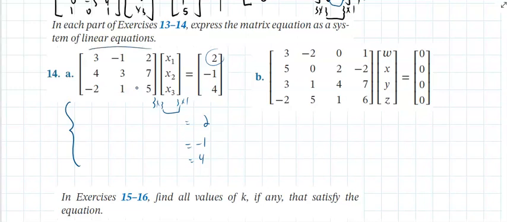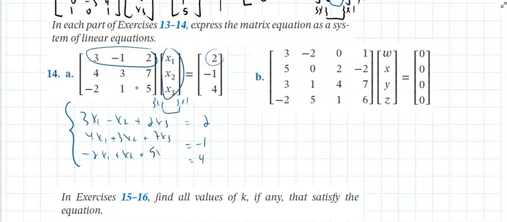What's the first entry? Well, it's going to be this times this. That is 3x1 minus x2 plus 2x3. This is really not that bad at all. You could see it hopefully clearly. -2x1 plus x2 plus 5x3. Here again, same deal.